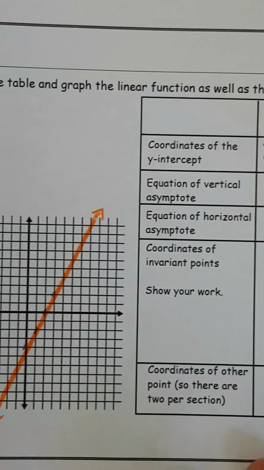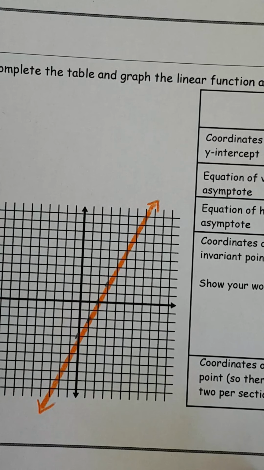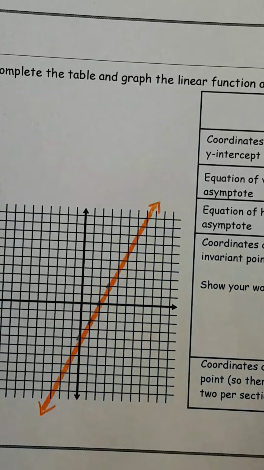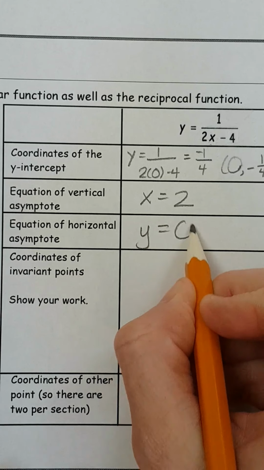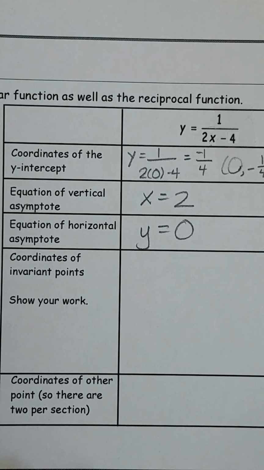And we can see that already because where does that orange line cross the x-axis? At 2. That's where we're going to draw our vertical asymptote. This always stays the same. And this is where it gets a little bit interesting.